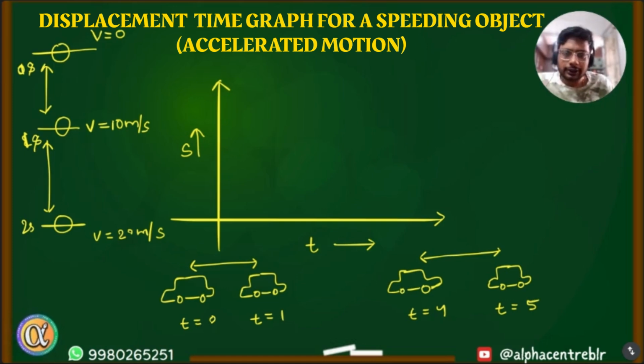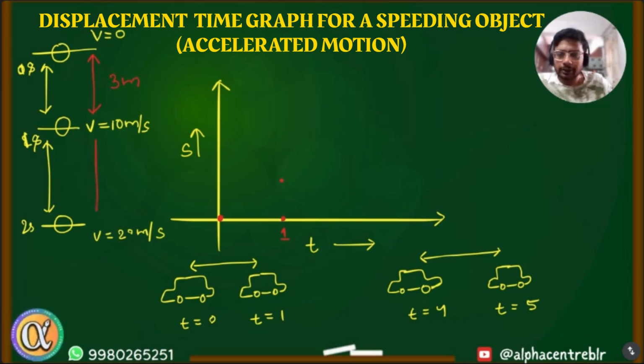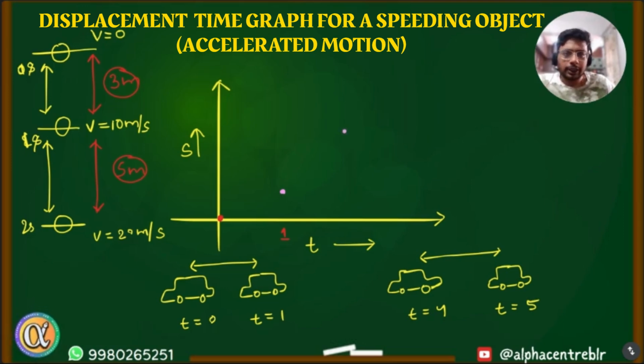So at 0 seconds and 1 second, suppose it travels this much distance. Let's say maybe 3 meters. See, I'm taking all these random values. Certainly this would be more than that. So if that is 3 meters, maybe this is 5 meters. Maybe 0 to 1, it's traveling this much. Now 1 to 2, there will be greater displacement, and 2 to 3, there will be greater displacement.